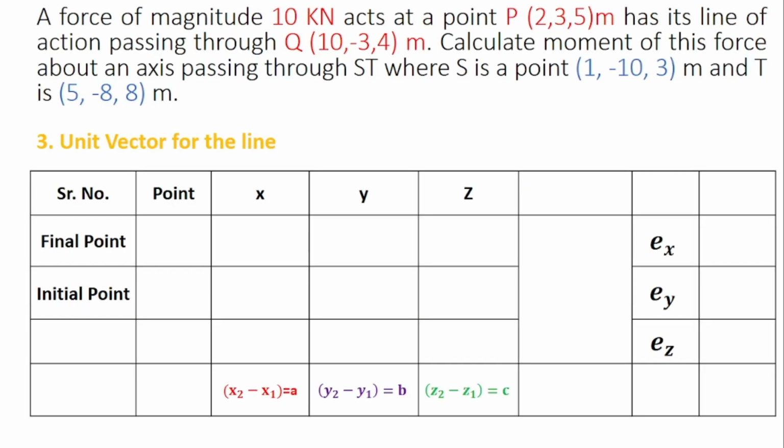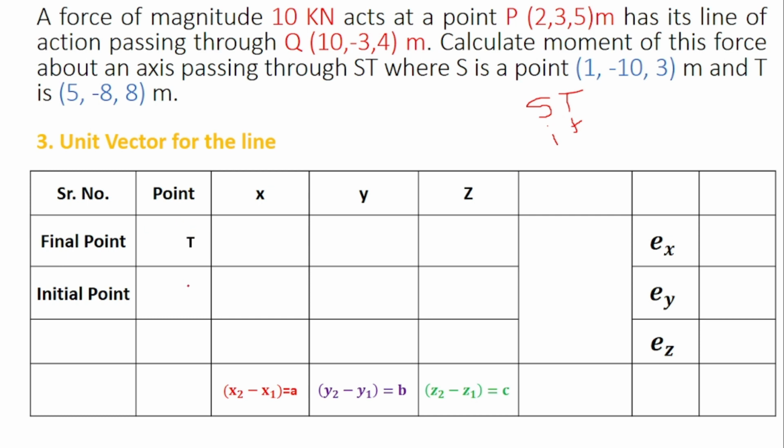So this will go to step number 4. Step number 4 is finding the unit vector of this line. So for that, the unit vector is of line ST. So the final point is T, initial point is S.